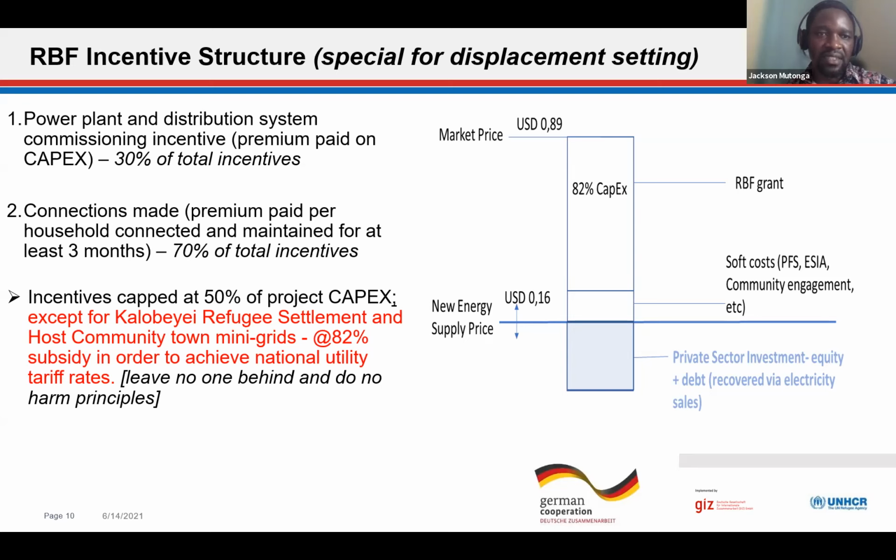The incentives were capped at 50% as agreed with DFID at that time. But for Kalobei settlement and the host community, we negotiated for a higher incentive at 82% in order to match the national utility tariff rates, with the principle of leave no one behind and do no harm as practiced in displacement settings. And that is why we were able to request the private sector for proposals which would mean that they charge the end users at the national tariff rates.